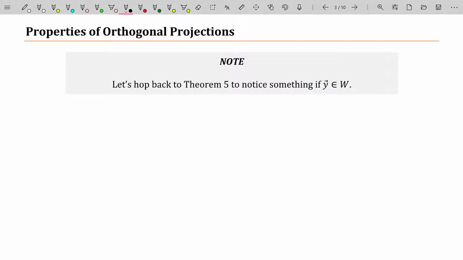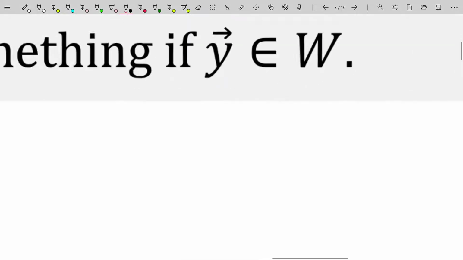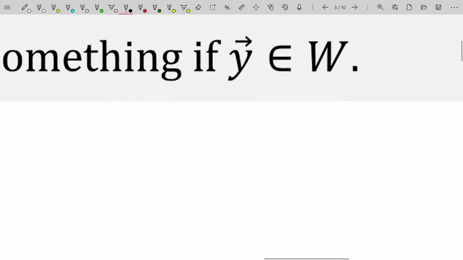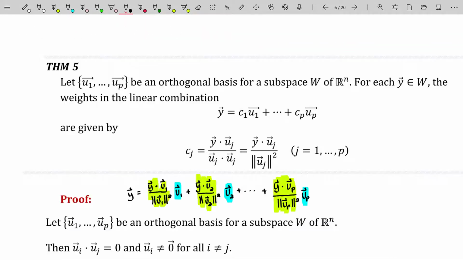You should have already watched my video on orthogonal decompositions, and we're going to step into some properties of those decompositions and projections specifically. But before we do, let's take a moment to hop back to a theorem we learned about not too long ago and notice something if we allow y to be in our subspace W. So here's theorem 5, a blast from the past here.